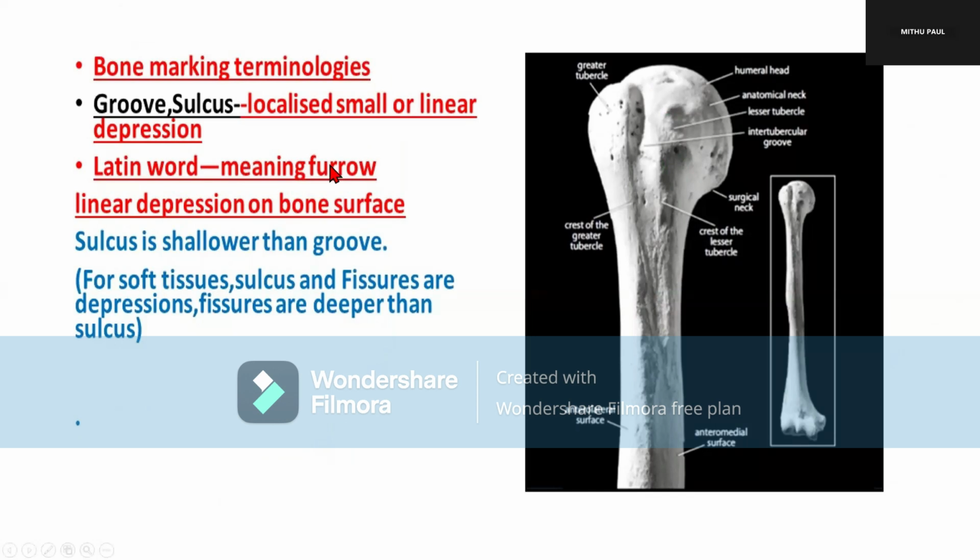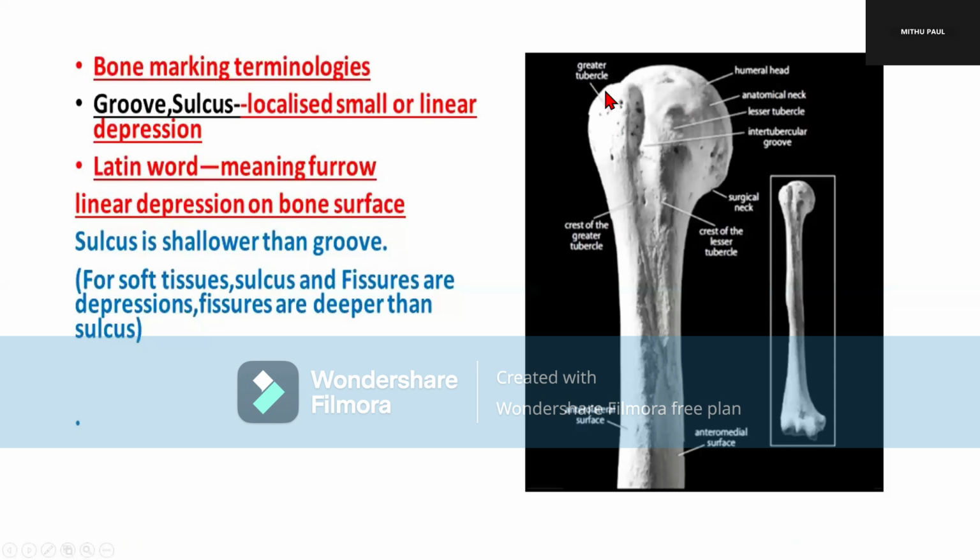Again, to talk about the depressions. Depressions on the surface of the bone are mainly produced by structures passing in close proximity to the developing bone, creating pressure on the surface to form the depressions. It is a localized small linear depression. Groove or sulcus means like a trench or furrow, a linear depression on the surface. Sulcus is shallower than the groove, must remember. The sulcus is less in depth than the groove.